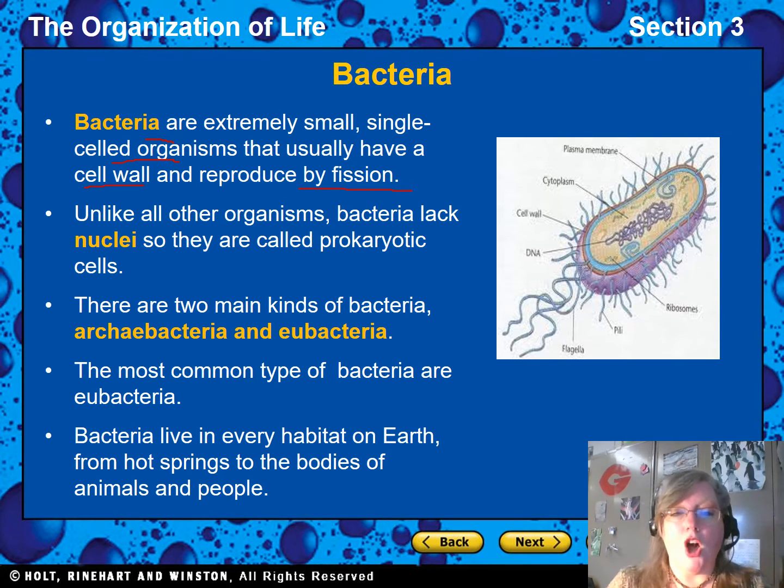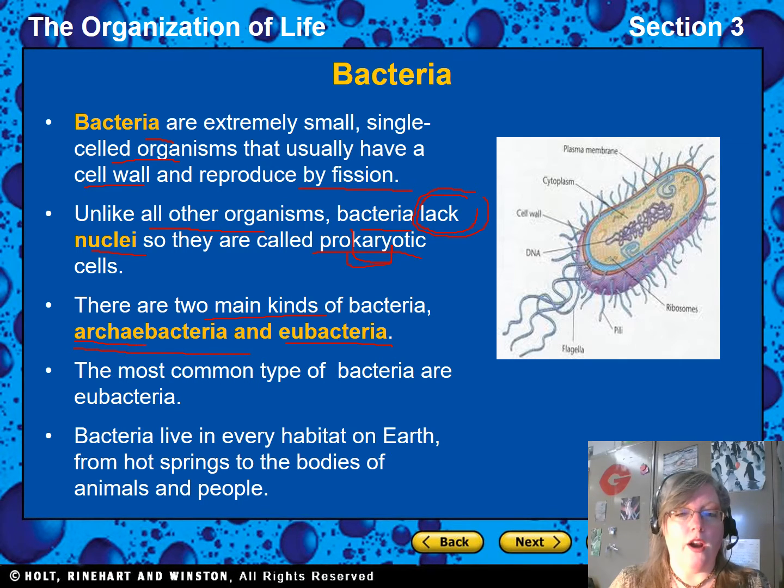But unlike all other organisms, this is why we separated them out into this box to begin with, the bacteria lack a nucleus. Y'all know lack means doesn't have, right? So bacteria do not have a nucleus, and because of that they are called prokaryotic. The karyo part is the word for nucleus. Prokaryotic, before nucleus. No nucleus. The two main kinds of bacteria are Archaebacteria and Eubacteria.